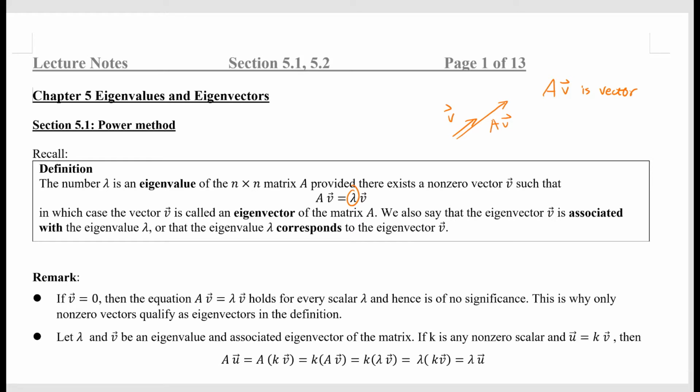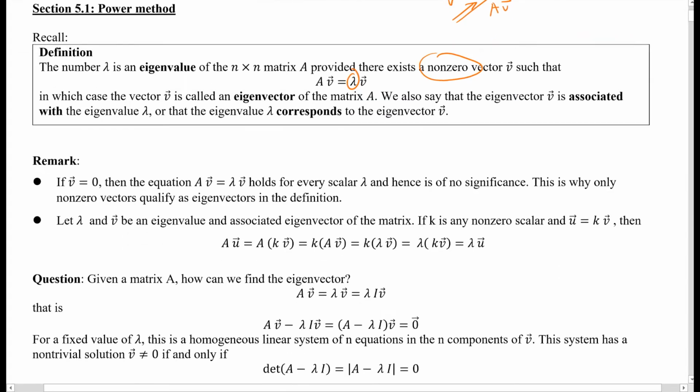So the eigenvector is the vector that when the matrix acts on it, it won't change the direction of the vector. Remark: if the eigenvector is 0, then the equation A times 0 equals 0 holds for every scalar lambda and has no significance. This is why only non-zero vectors qualify as eigenvectors in the definition. So we need a non-zero vector to be the eigenvector.